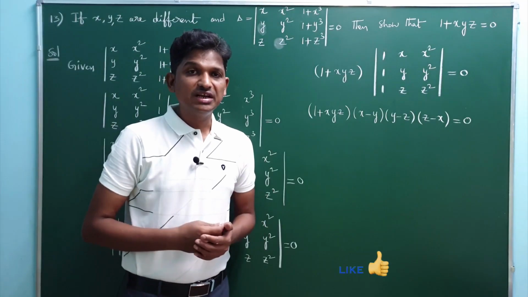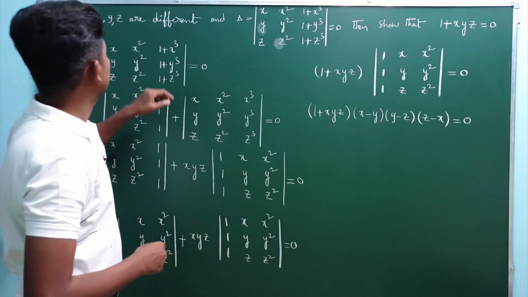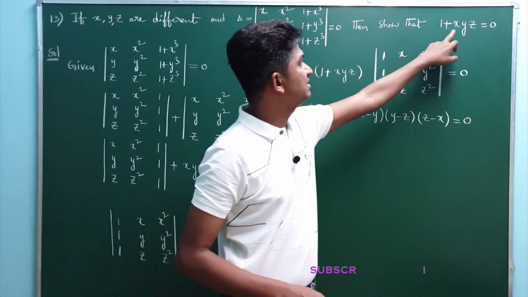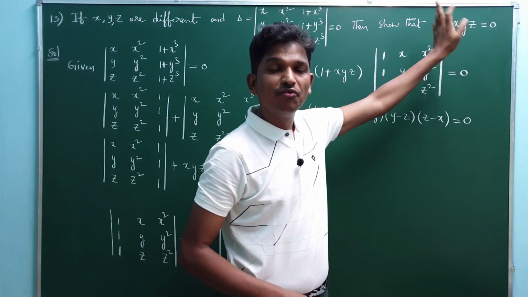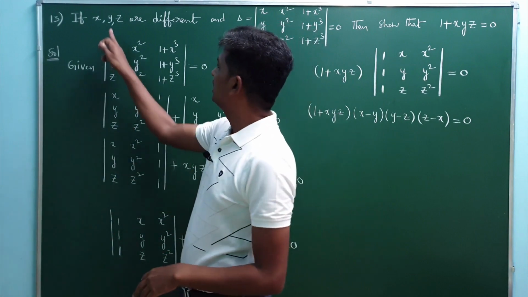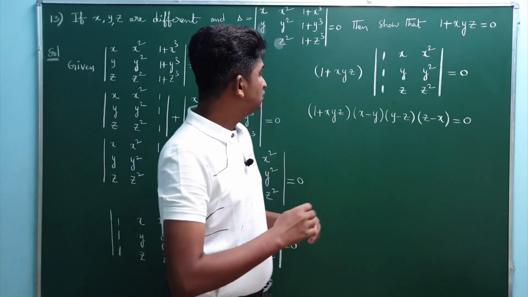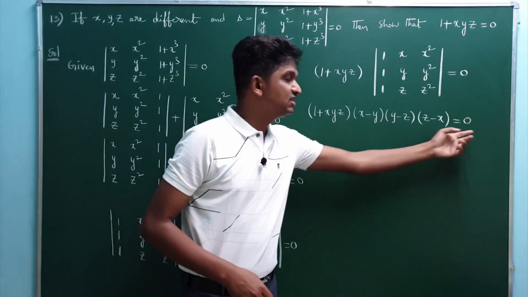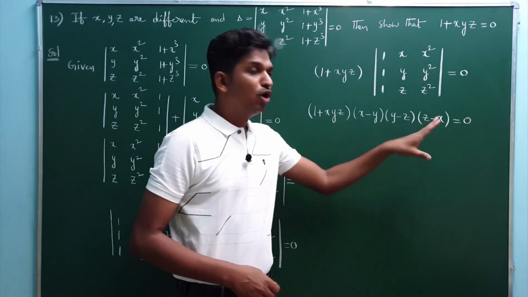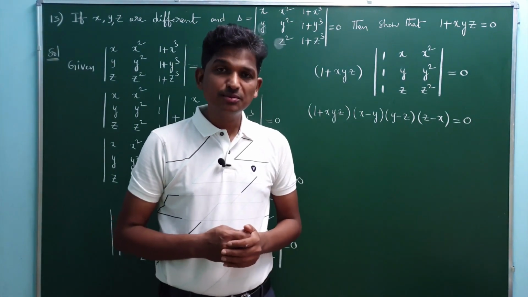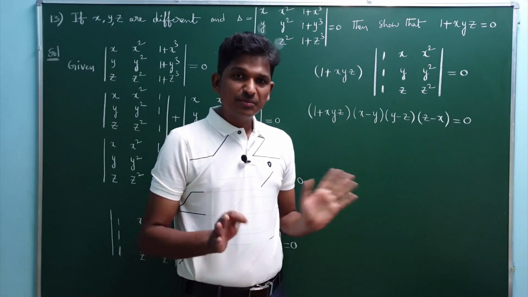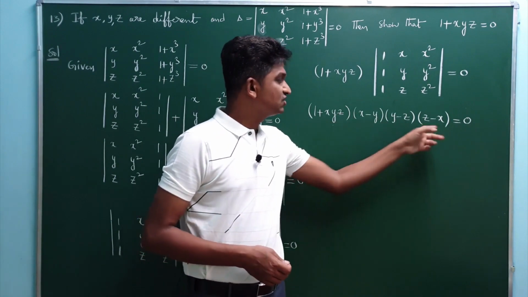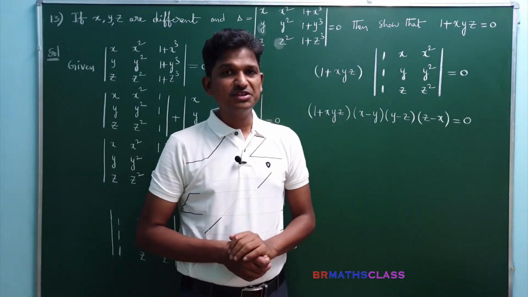What is our intention? In the question, what are they asking? They are asking to show that 1 plus xyz equal to 0. For that, what information are they given? They given x, y, z are different. What you got is the product of all these terms is 0. Product of all these terms is 0 means what? It means that at least one of them must be 0.